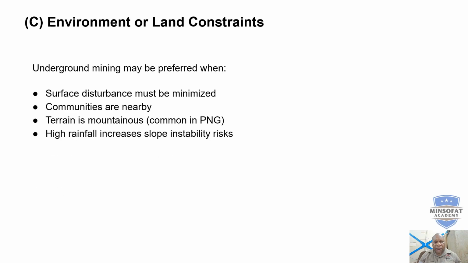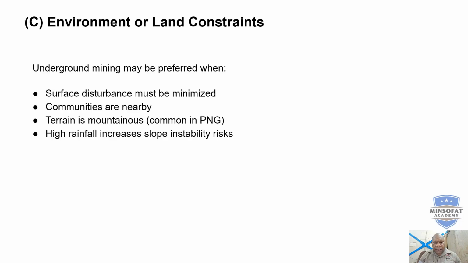The third key factor is the environment or land constraints. Underground mining may be preferred when surface disturbance must be minimized and communities are nearby, and therefore open pit mining cannot expand towards these communities, or surface mining cannot continue to destroy the environment near these communities.